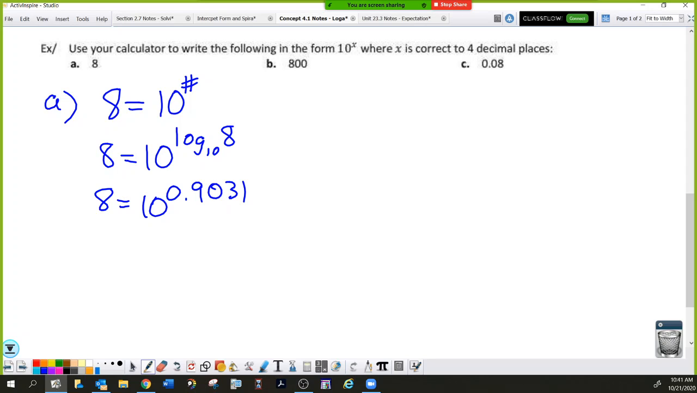Before I move on to part B, I just need to make sure that everybody understands what we just did. We used an exponential base 10 to cancel a log base 10, which allows us to write any number as 10 raised to some power.